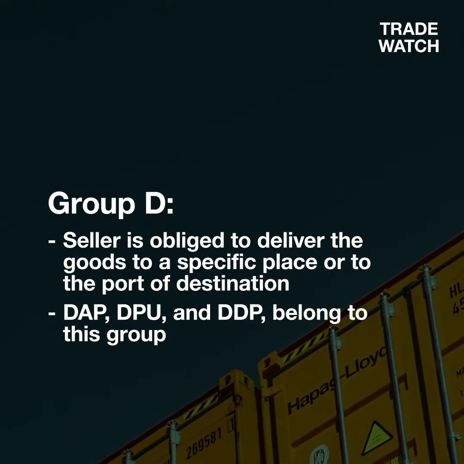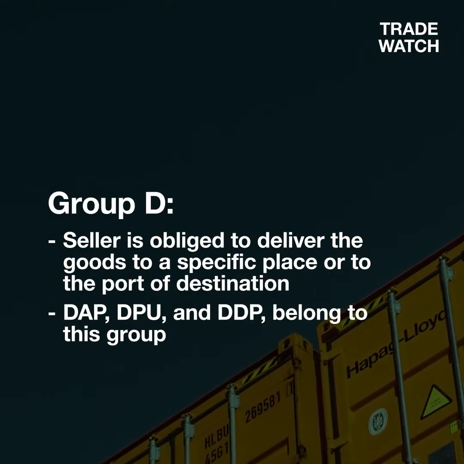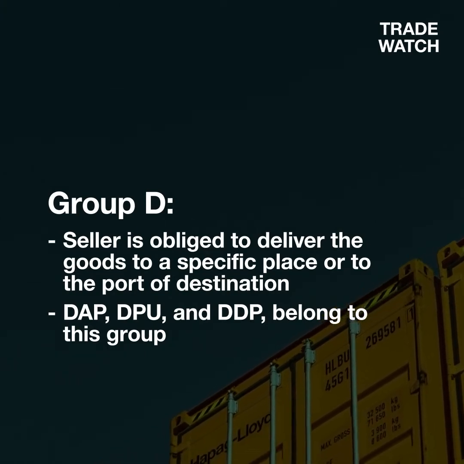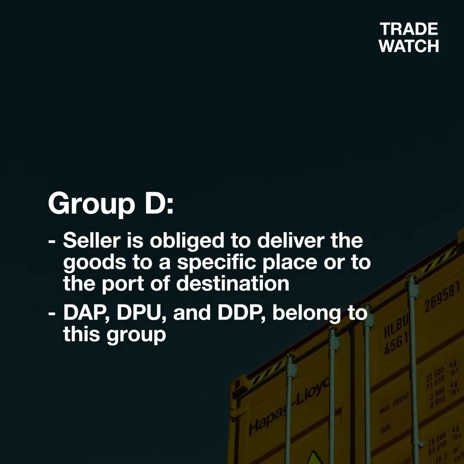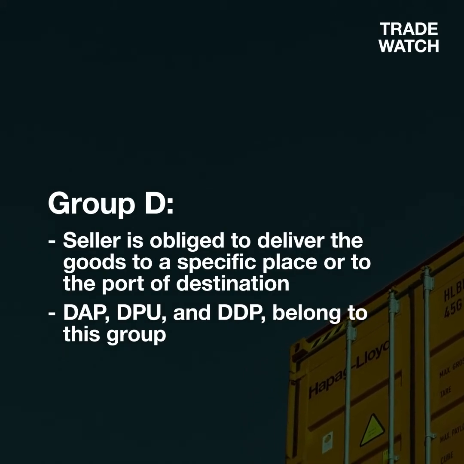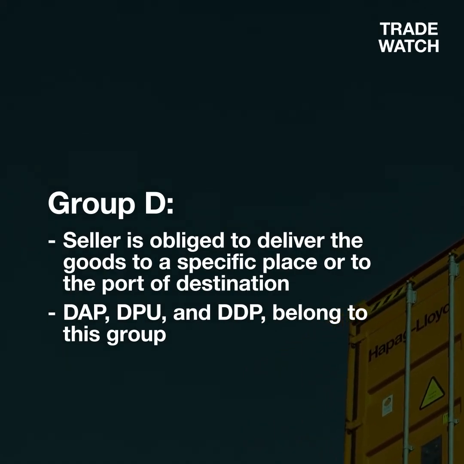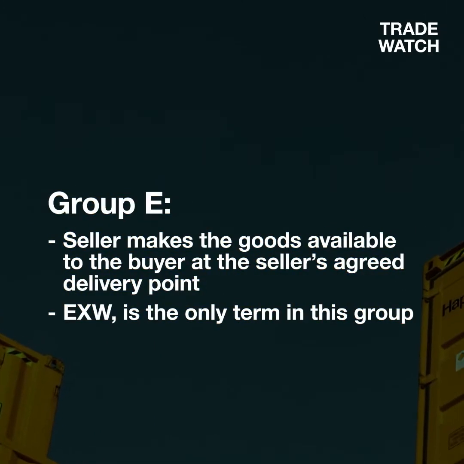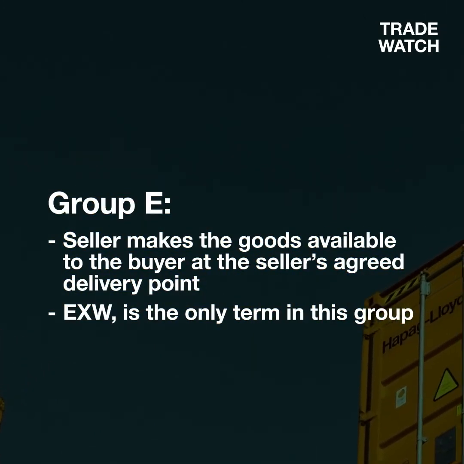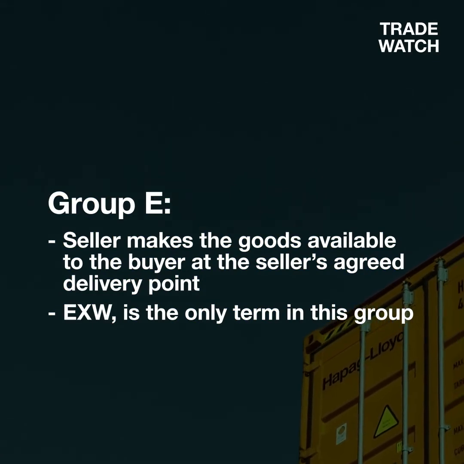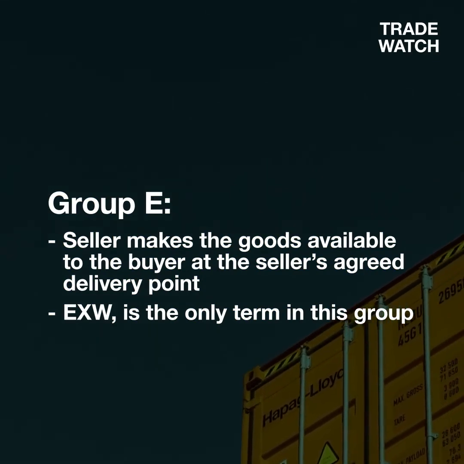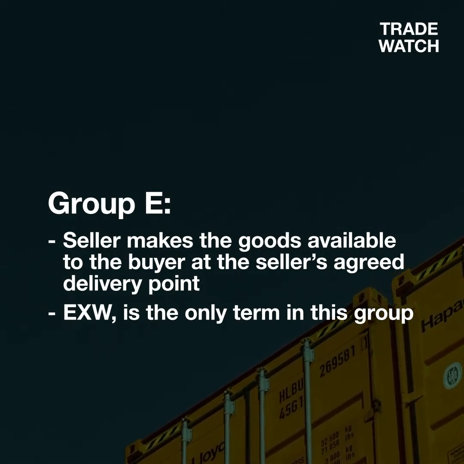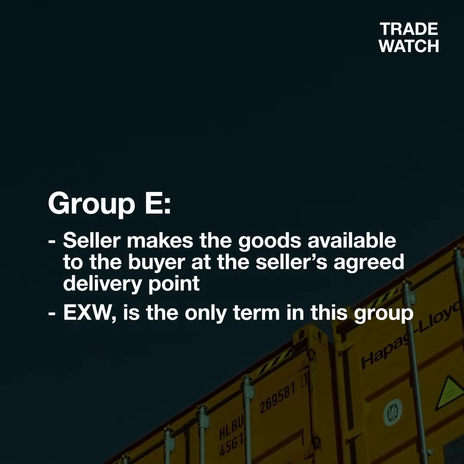Group D: Seller is obliged to deliver the goods to a specific place or to the port of destination. DAP, DPU and DDP belong to this group. Group E: Seller makes the goods available to the buyer at the seller's agreed delivery point. EXW is the only term in this group.